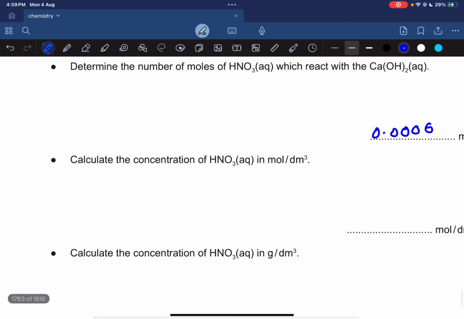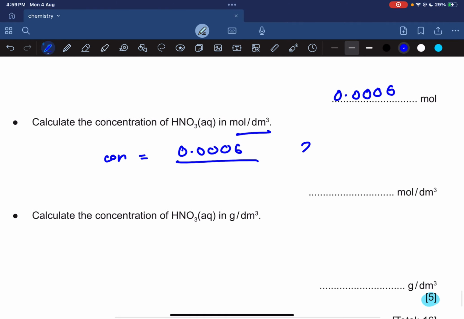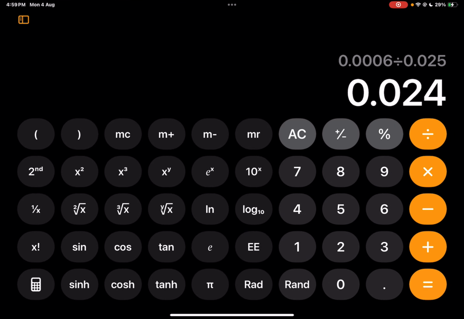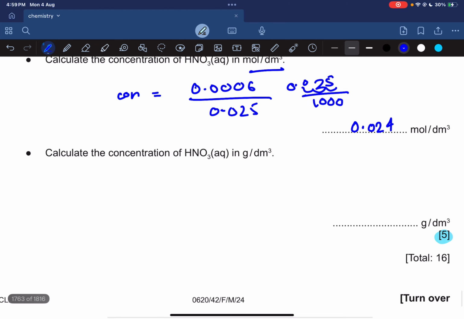Calculate the concentration of HNO3 in mol per dm³. Concentration is going to be basically my moles divided by my volume. So moles are 0.0006 divided by my volume. Volume is 25, but I'm not going to take 25. I'm going to take 25 divided by 1000, which is 0.025. So 0.0006 divided by 0.025 gives me 0.024. Now I have to calculate the concentration in grams.